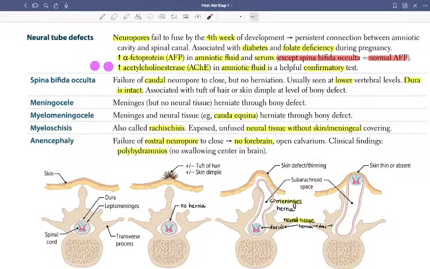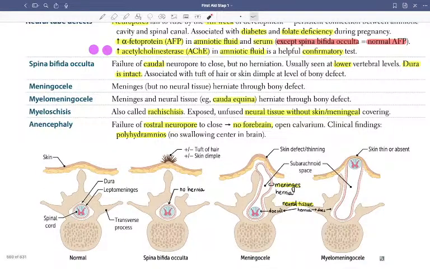Everything will be seen in the amniotic fluid: alpha fetoprotein, acetylcholinesterase, all is increased. But this is the exception and this is important: in spina bifida occulta, AFP is normal. That is very important, normal AFP in case of spina bifida occulta.